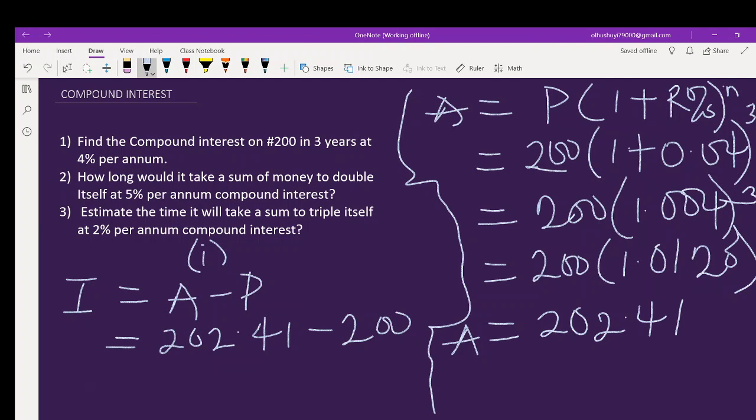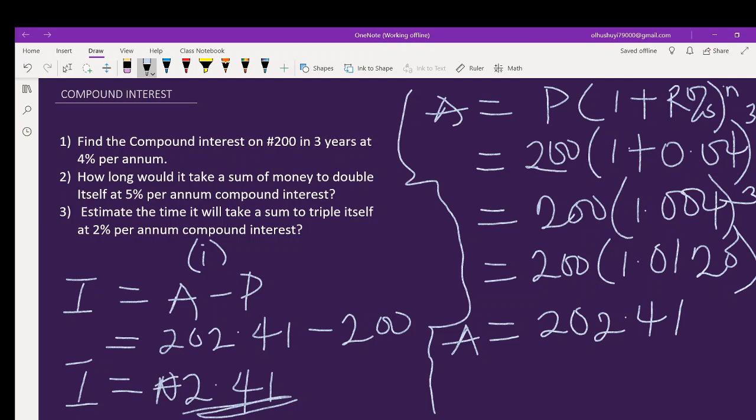So the interest there, that will take the compound interest for that period of time, is 2 naira 41 kobo. We have 2 naira 41 kobo. So you have that sorted.